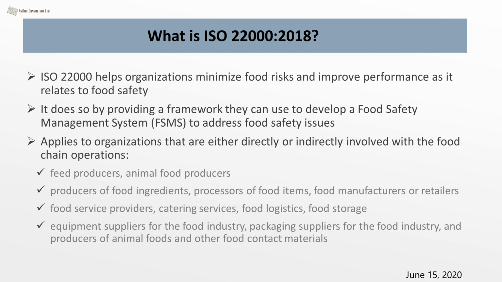It affects the feed producers, the animal food producers, the producers of the food ingredients, the food items, the food manufacturers, the food service providers, catering services, food logistics, food storage, and also the equipment suppliers for the food industry, the packaging suppliers, and the industry that produces the animal food and other food contact materials. So it really covers the entire scope of the food chain.